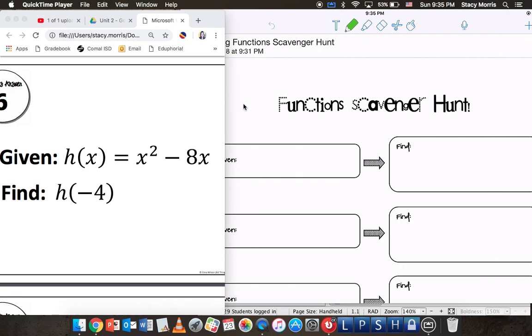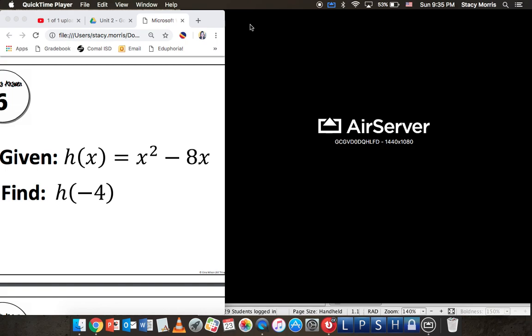So this is a review of the function notation and the function scavenger hunt that we very briefly started on Friday. If you weren't here, then this is new to you, but if you were here, this is a review of what we were doing. I wanted to remind you how to do this and how you're using your calculator to do that.